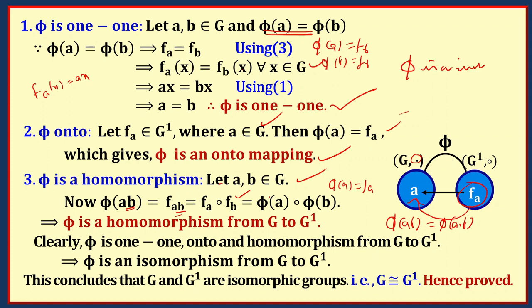So here the operation in LHS is dot, general definition. The binary operation in codomain G dash is circle. So pi of A dot B is equal to pi of A circle pi of B. This means pi is a homomorphism from G to G dash. Clearly, pi is 1-1, onto and homomorphism from G to G dash, which gives pi is an isomorphism, by the definition of isomorphism. This concludes that G and G dash are isomorphic groups.